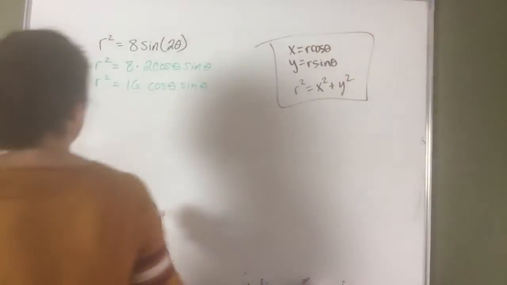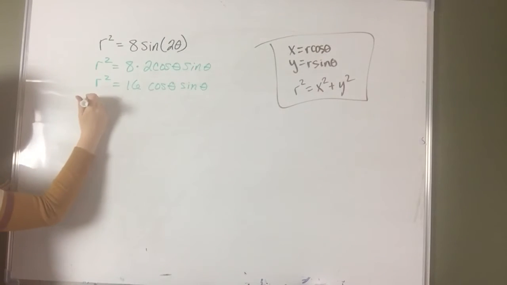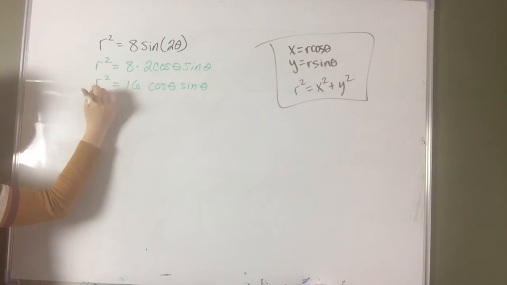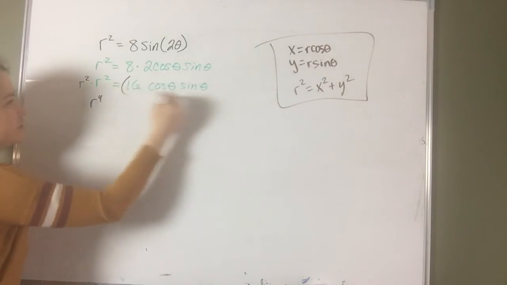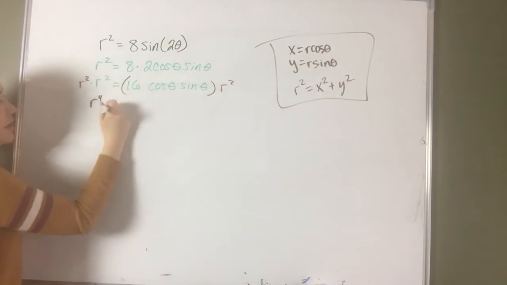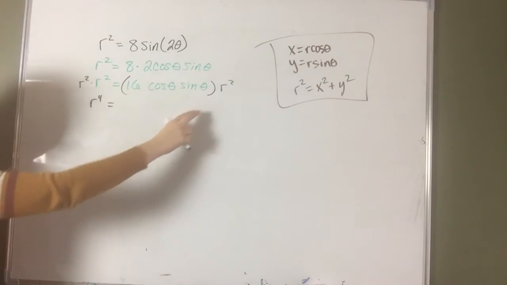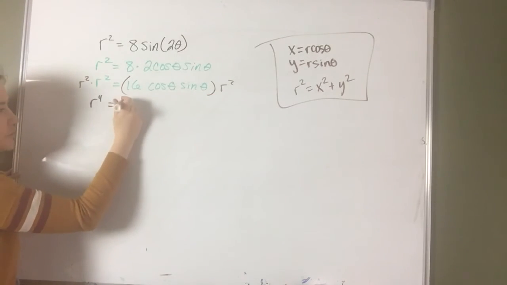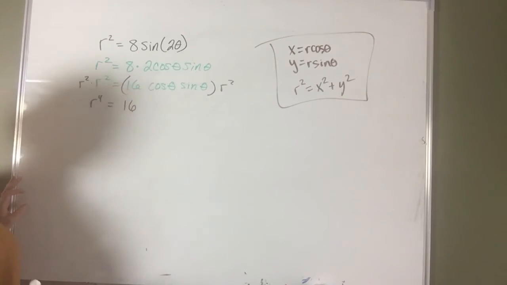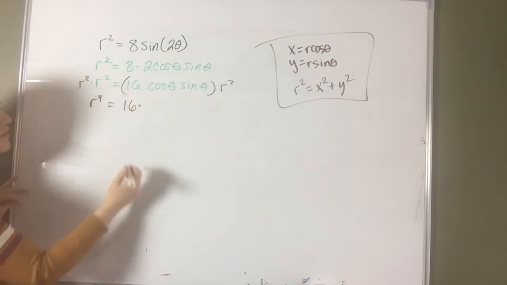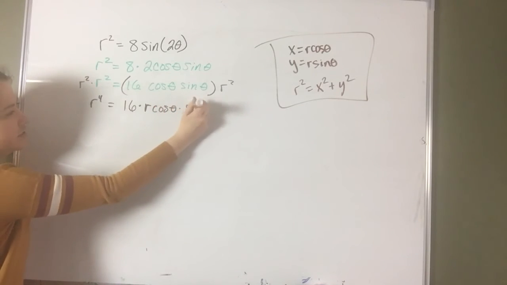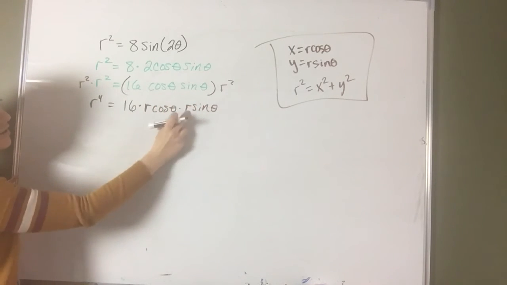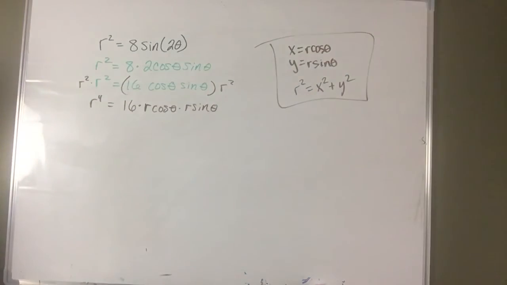So if we do that, this would become r to the fourth. Right, so multiplying by r squared, I'm going to multiply this by r squared. I'm going to be a little clever over here and split the r squared up, because multiplying by r squared is really just multiplying by r twice. So what we have is 16 multiplied by r cos theta multiplied by r sine theta, right? That's equivalent because the r times the r is the r squared that we had.